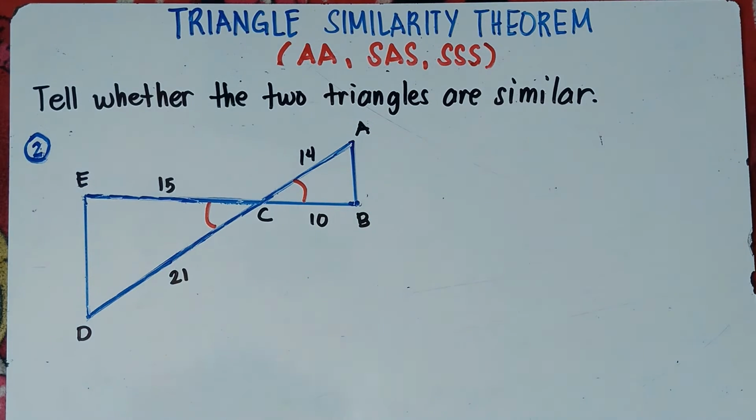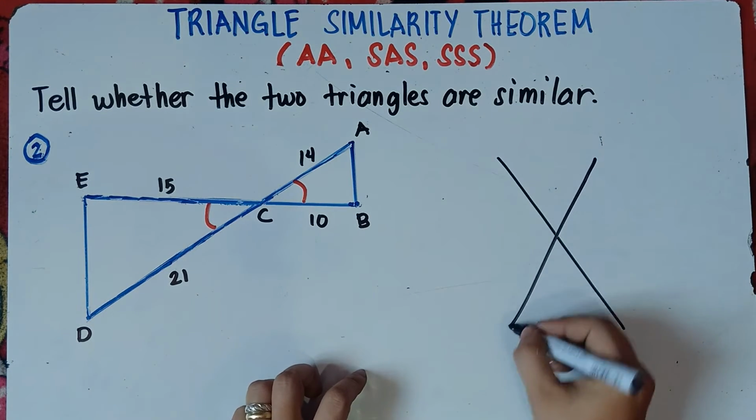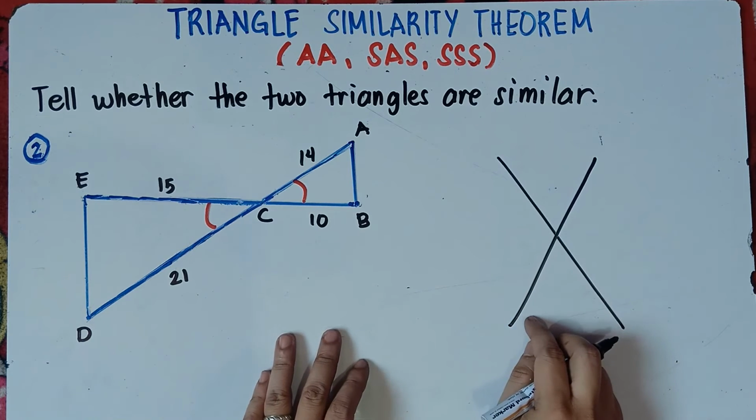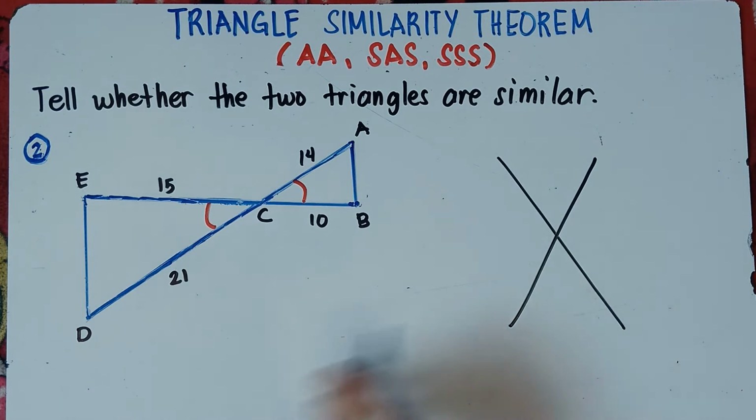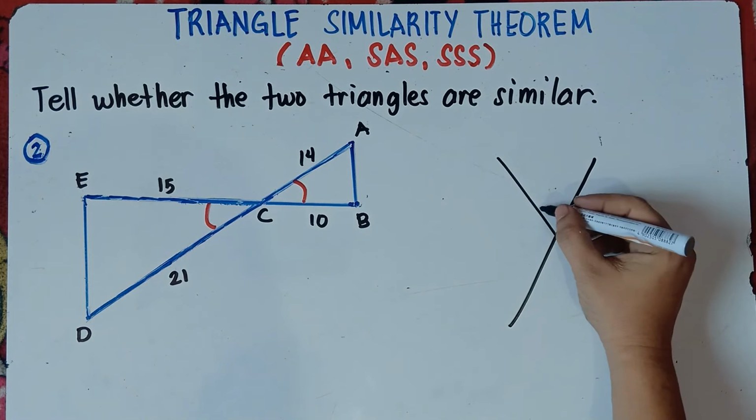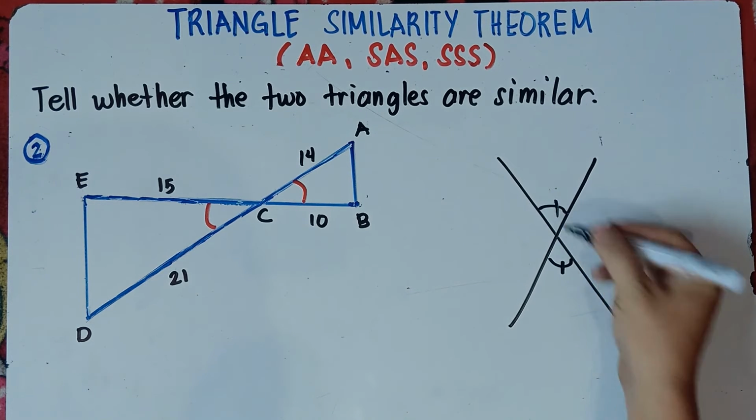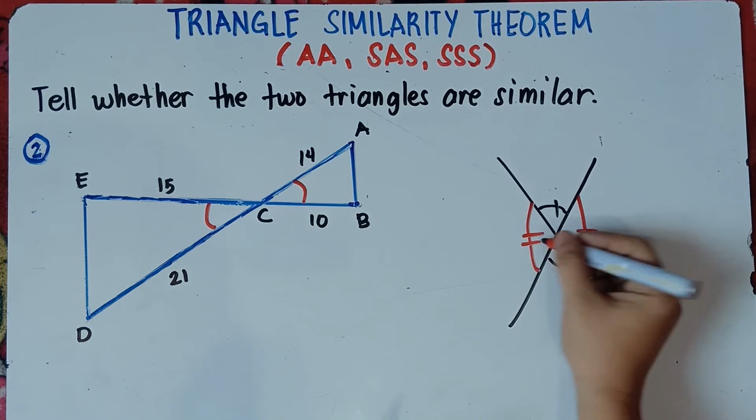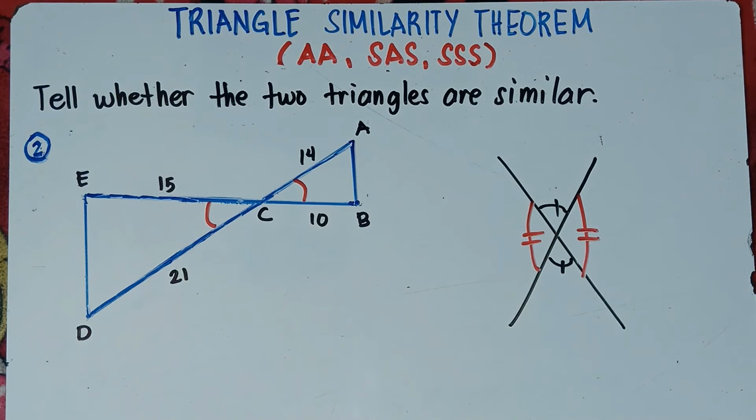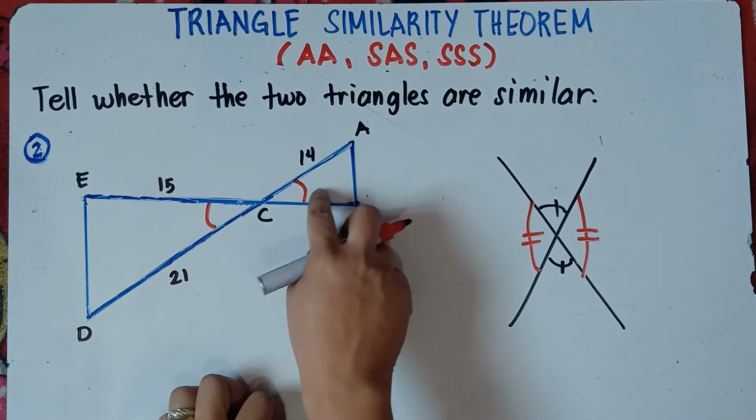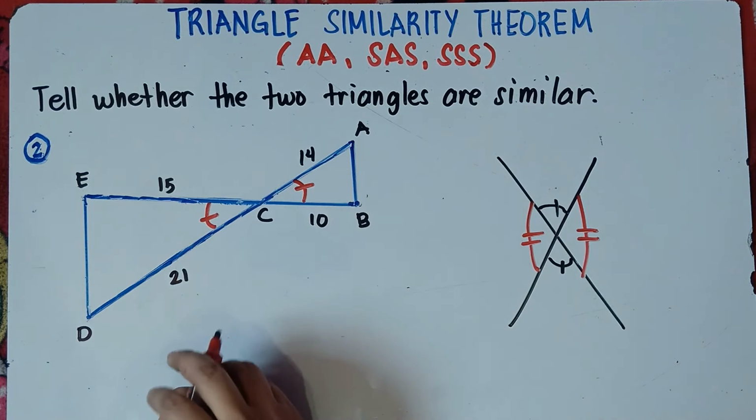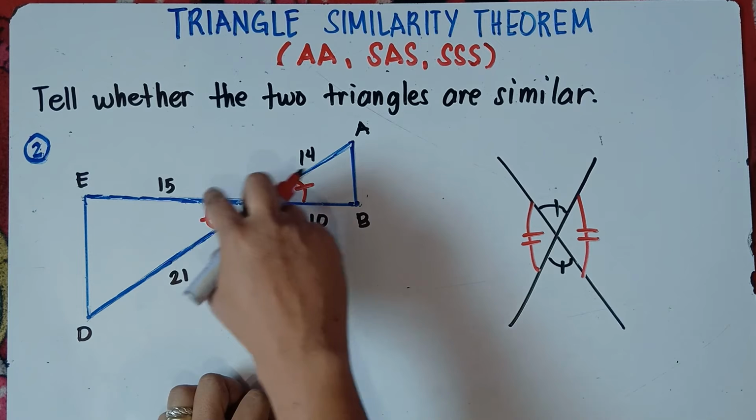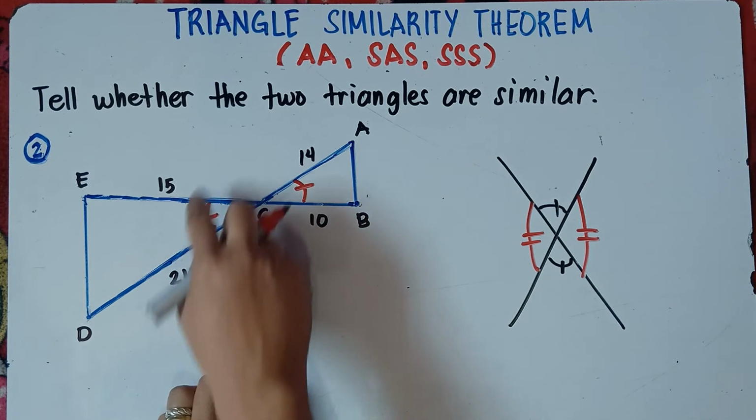Do you still remember, class, vertical angles? So vertical angles are formed by two intersecting lines. If two lines intersect each other, they form vertical angles, and vertical angles are congruent. So this angle right here is congruent to this angle, and this angle right here is congruent to this angle. So this is what we call, class, vertical angles, and vertical angles are congruent. So therefore, this angle right here is congruent to this angle. And this is the included angle because it is in between these two sides.